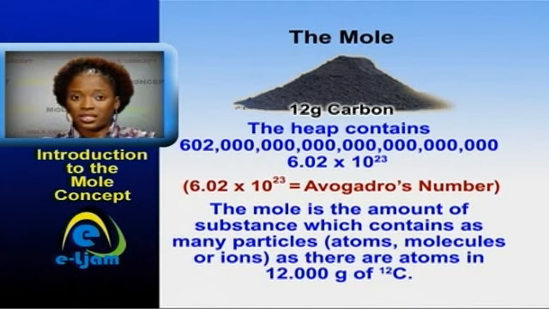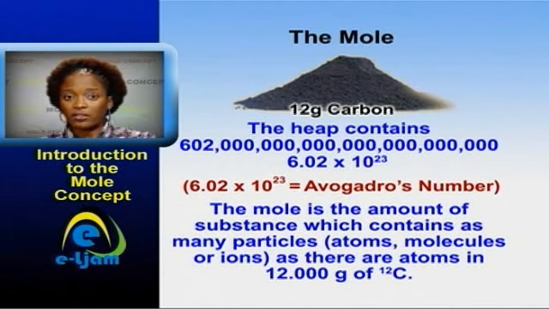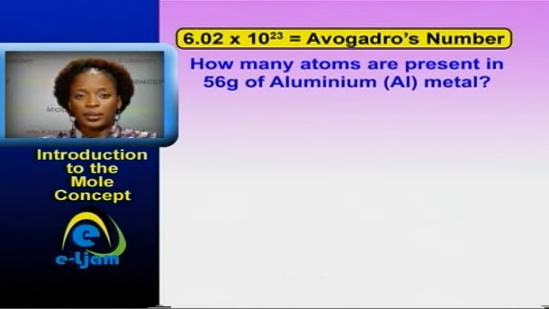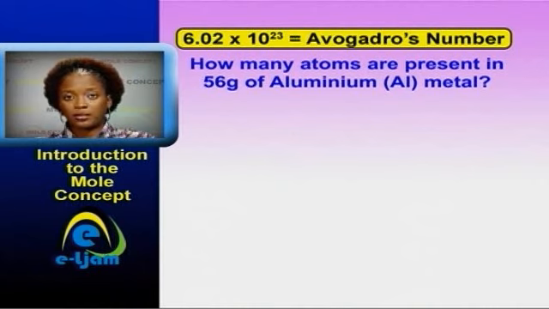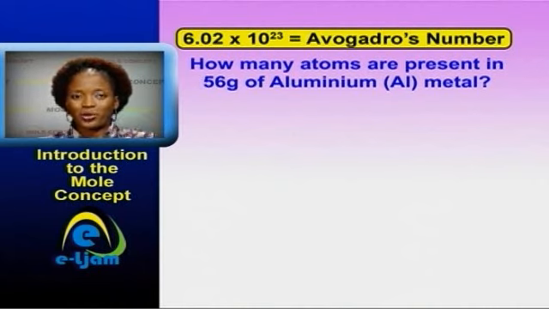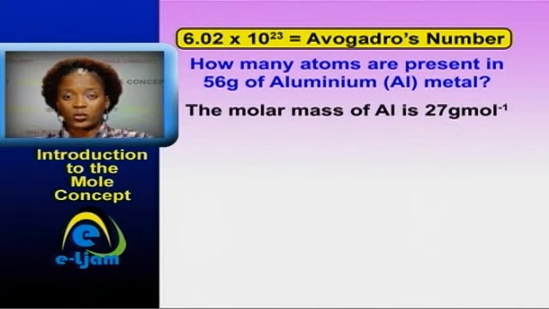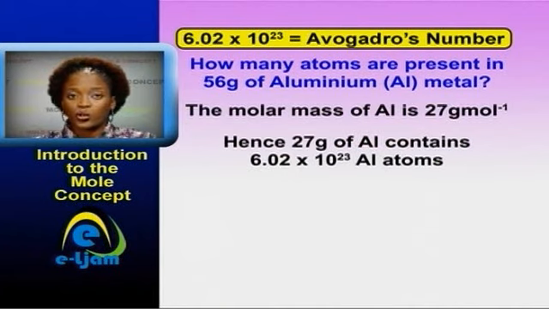In simple terms, if the number of particles or individual entities is known, then the number of moles of the same substance can be found, and vice versa. For example, how many atoms are present in 56 grams of aluminum metal? For a question like this, the first thing to do is to state that which we already know. The molar mass of aluminum is 27 grams per mole. 27 grams of aluminum metal contains 6.02 times 10 to the 23 aluminum atoms.